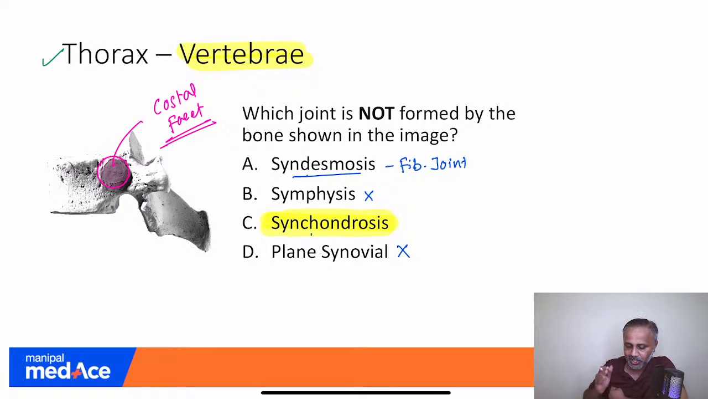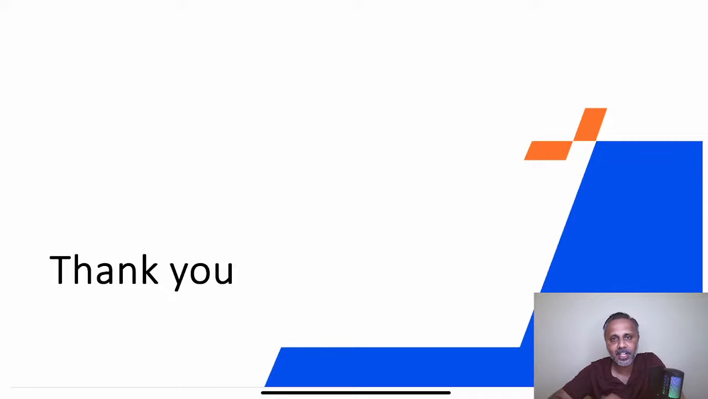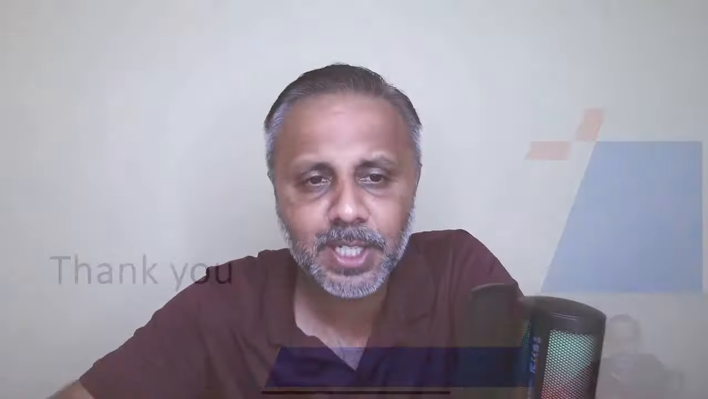So this was related to the osteology of the thorax. There were three questions which were related to the anatomy of the thorax, not directly. One was a chest X-ray, and of course one was the vertebra. So these were the questions that were asked in your recent INICET exam, which were from anatomy. I might have missed a few questions because I took these as recall questions from most of our students. Hope I have covered almost all questions that were asked.